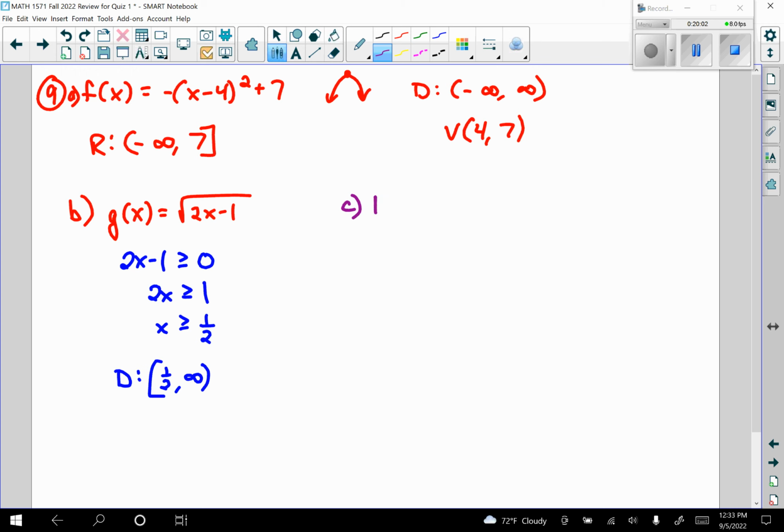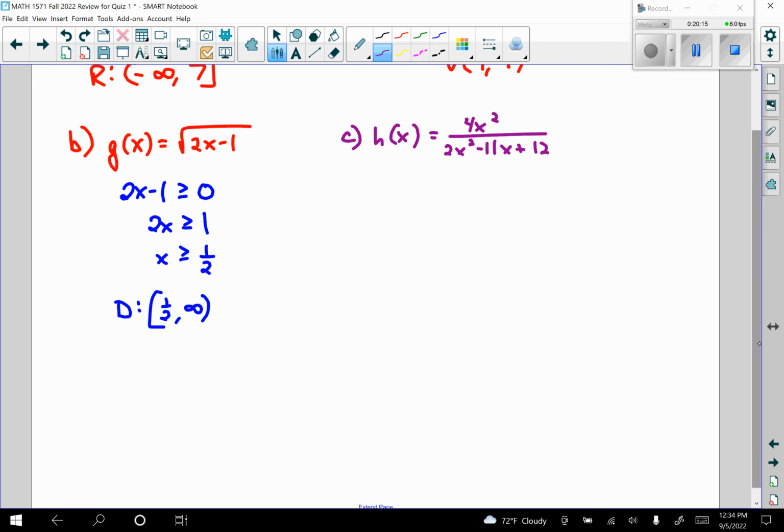All right, for C, we do have a fraction. H of x is equal to 4x squared over 2x squared minus 11x plus 12. So that denominator cannot equal 0. So let's first figure out what's going to cause it to be 0 by setting it equal to 0. And it's a quadratic, so we want to solve by factoring, or you guys can use a quadratic formula if you're used to that and prefer that.